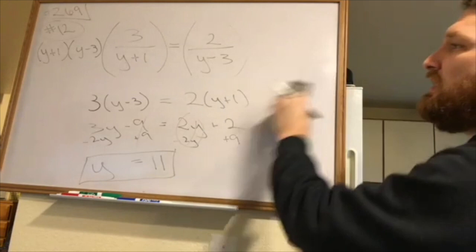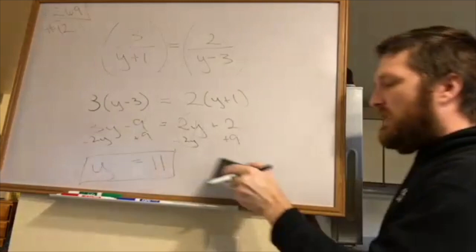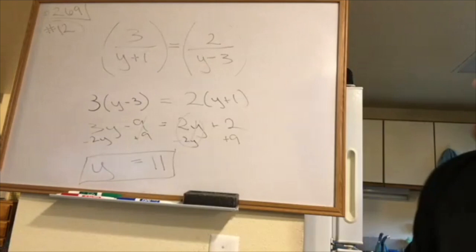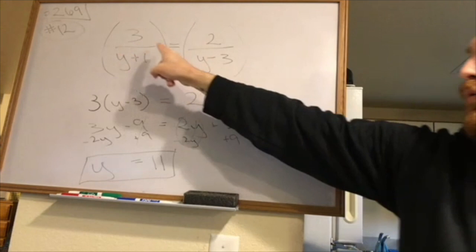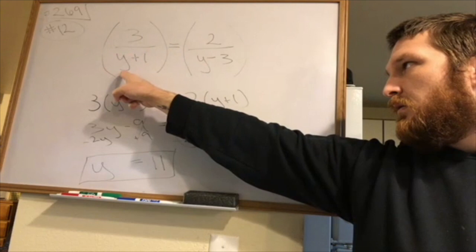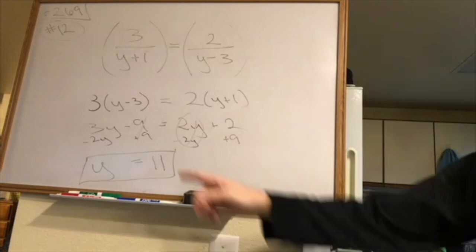So I'm going back to the original equation as written, which is this right here. And I'm just going to imagine that I plug in an 11 right there. What do I get in the denominator if y is equal to 11? 11 plus one is 12. Can we divide by 12? Yes. Okay. What if I plug it in there, what do I get?